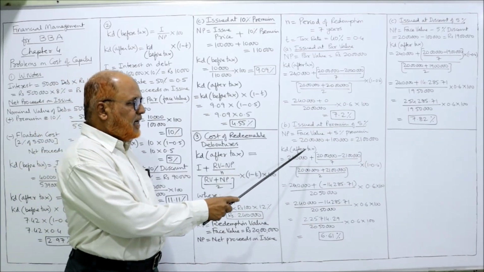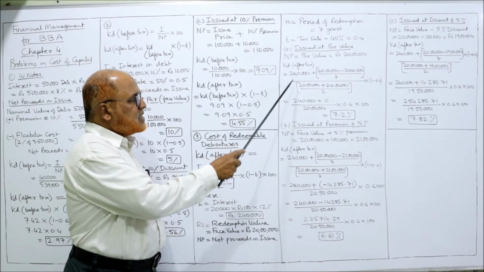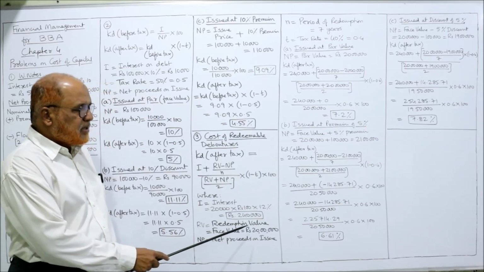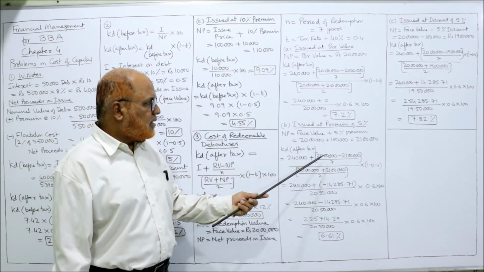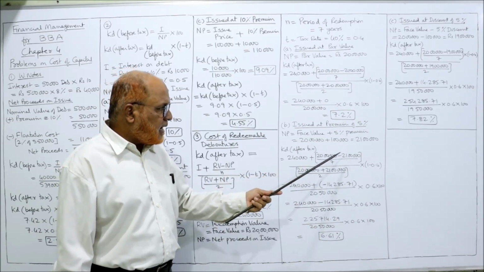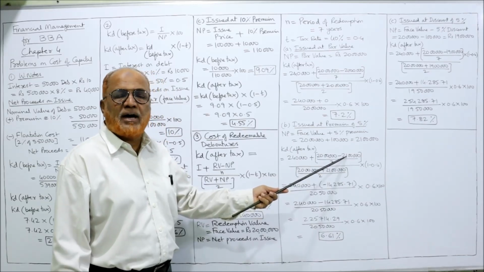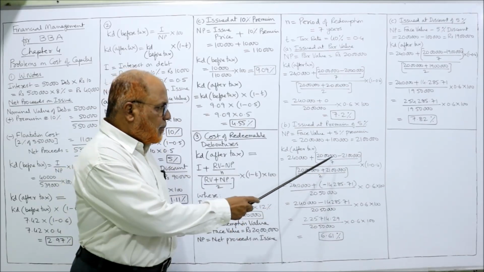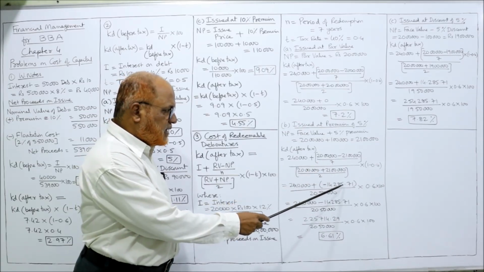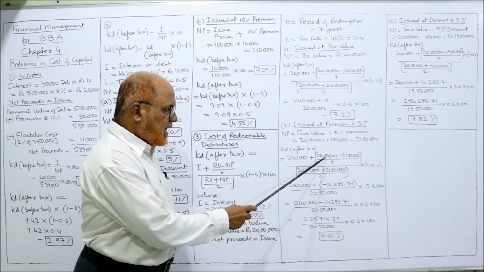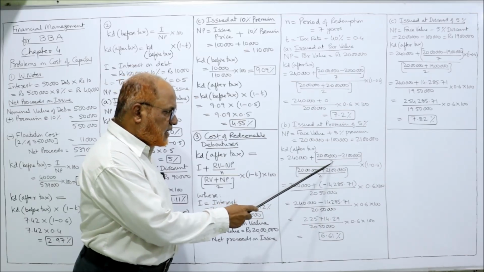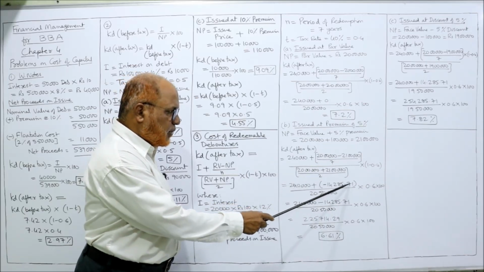Now we substitute KD after tax. I, interest is 2,40,000 plus RV. The RV redemption value is 20 lakh minus NP. NP is 21 lakh. So 20 lakh minus 21 lakh is minus 1 lakh. Right? So minus 1 lakh divided by 7, you will get minus 14,285.71. So minus 1 lakh divided by 7 you will get minus 14,285.71.